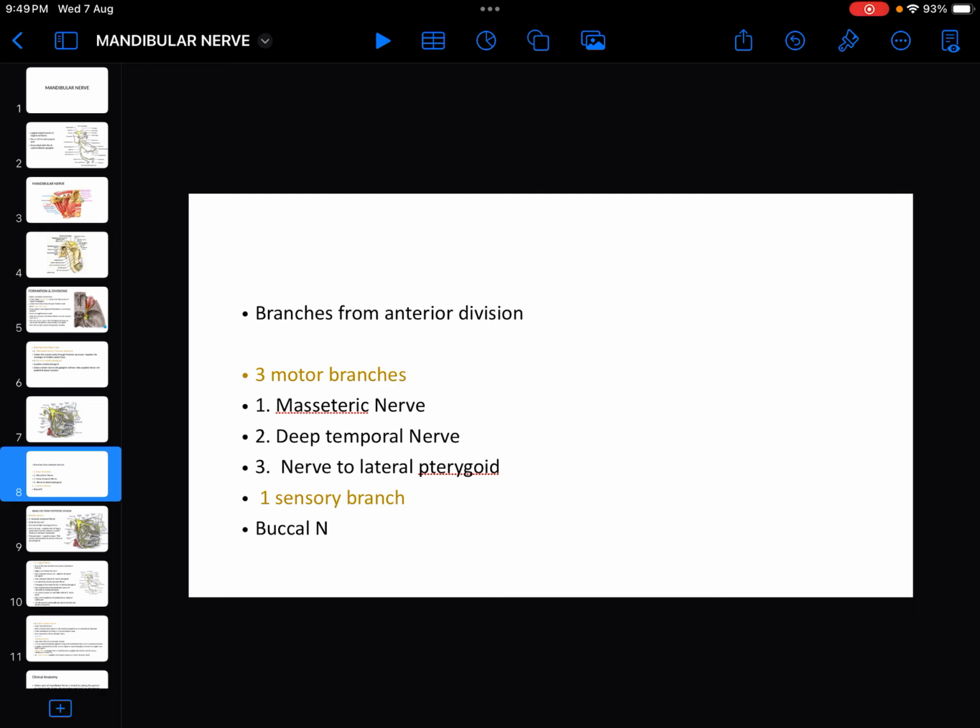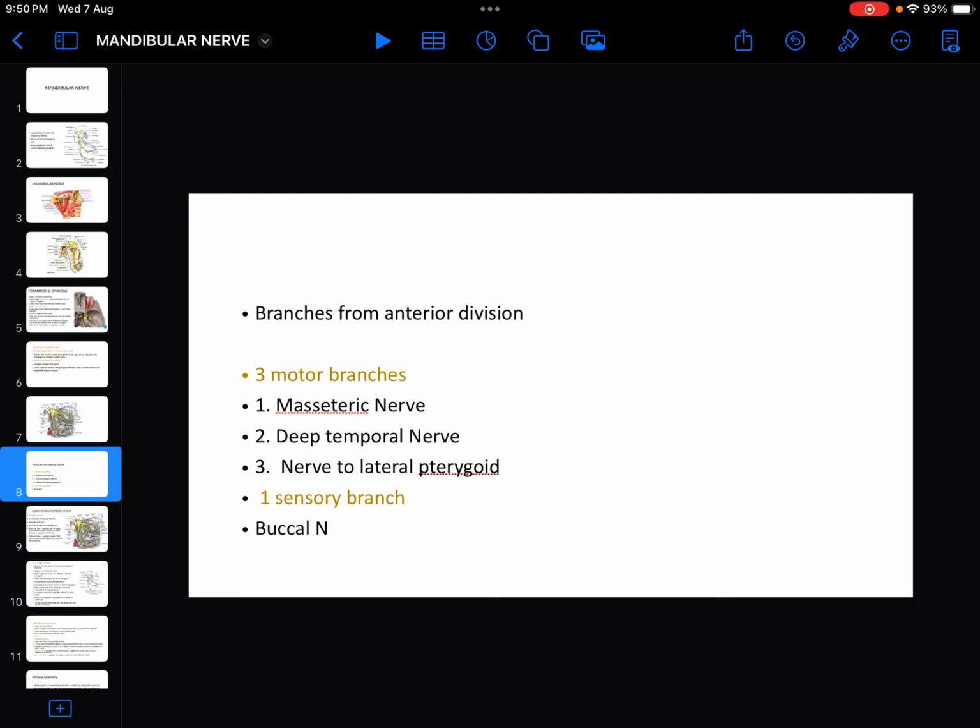Then about the branches from the anterior division. The anterior division is mainly motor, and it gives branches to all the muscles of mastication except the medial pterygoid, which is supplied by the nerve to medial pterygoid from the main trunk. So the branches from the anterior division are the masseteric nerve, the deep temporal nerve, the nerve to lateral pterygoid, and the buccal nerve. And the masseteric nerve supplies the masseter muscle.